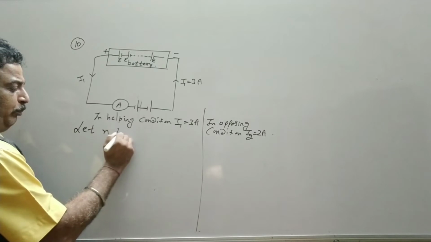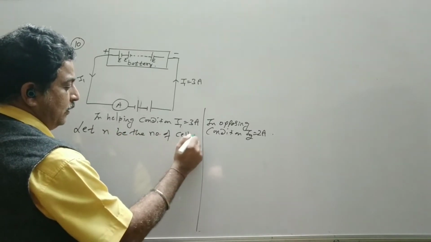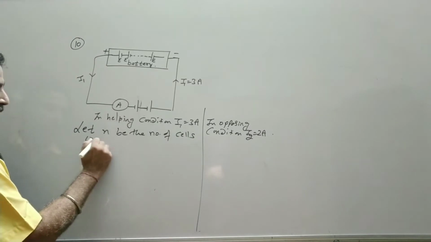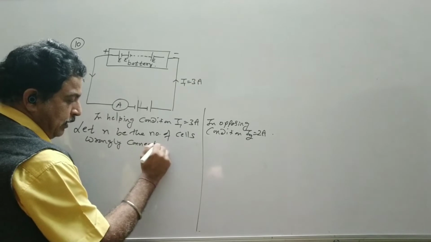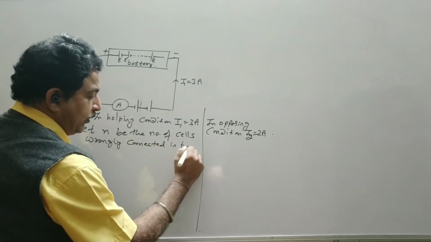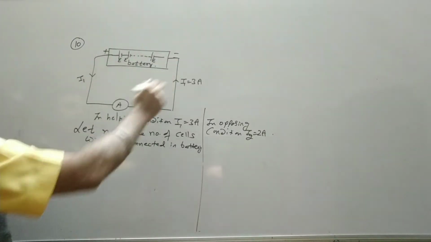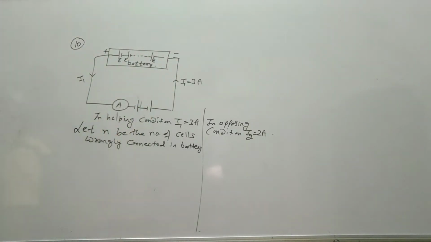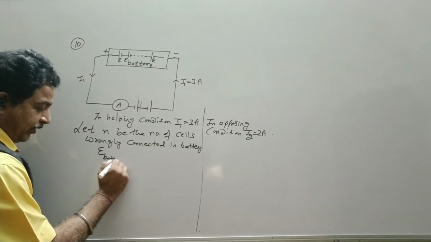We don't know that number. So let n be the number of cells wrongly connected in the battery. So we have to find out the total EMF of the battery. So EMF of the battery, say E of battery.